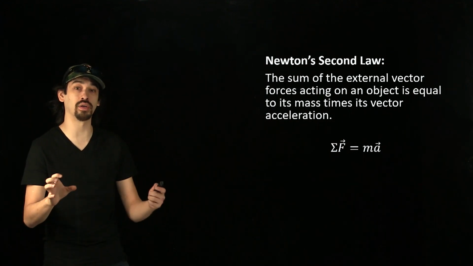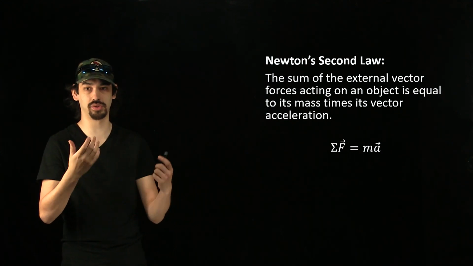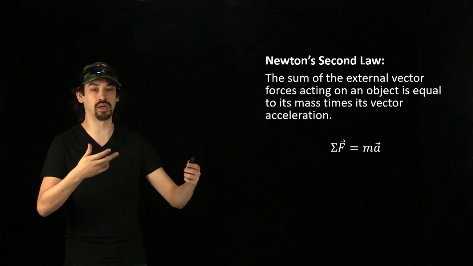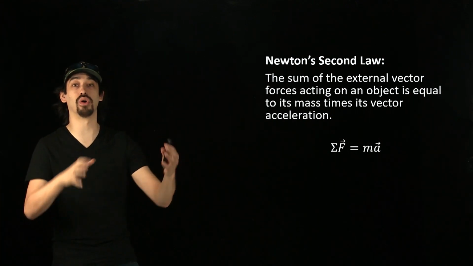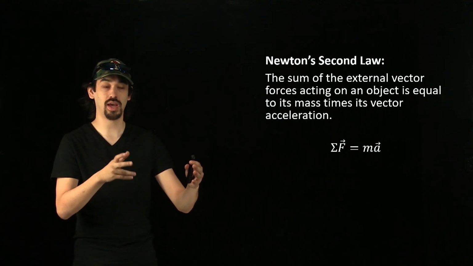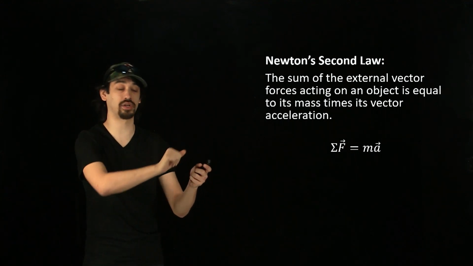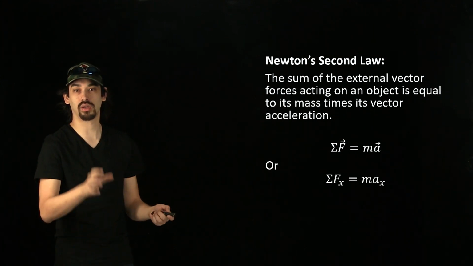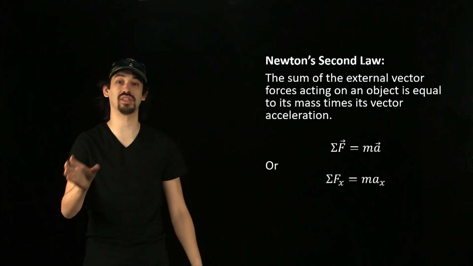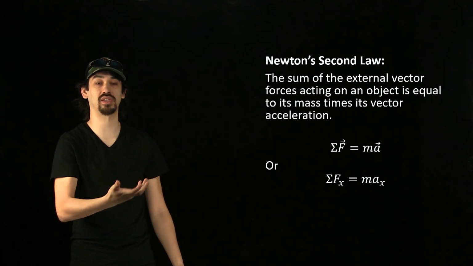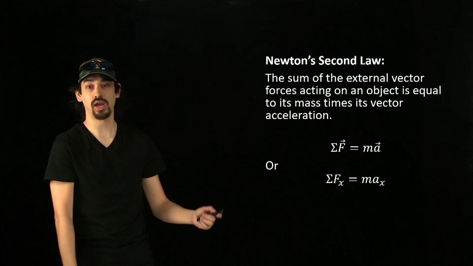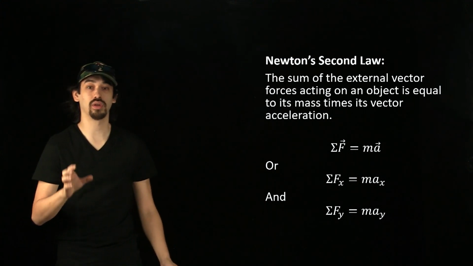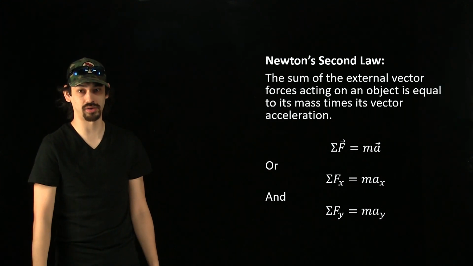Now, the reason why you cast it in this way, as opposed to just saying the force is equal to mass times acceleration, is because you want to consider the fact that there can be multiple forces acting on an object, and it doesn't necessarily move in one direction. So you can also cast Newton's second law in component form to say that the sum of the forces in the x direction is equal to the mass times the acceleration in the x direction, and the sum of the forces in the y direction is going to be equal to the mass times the acceleration in the y direction.